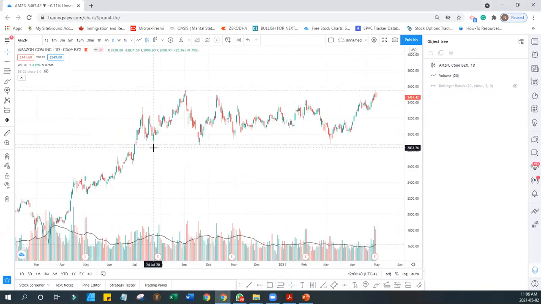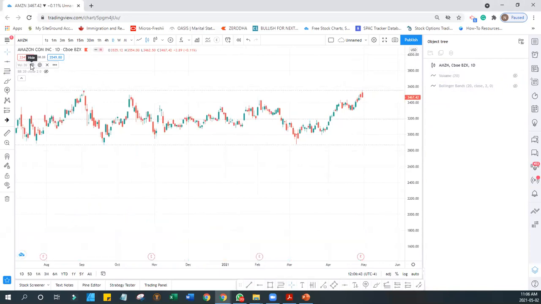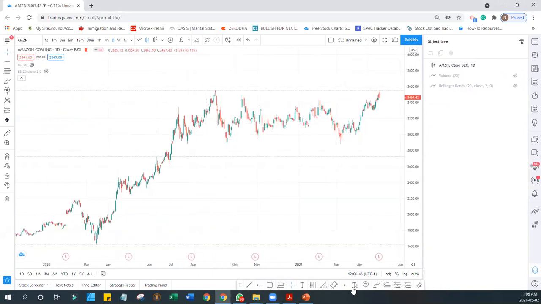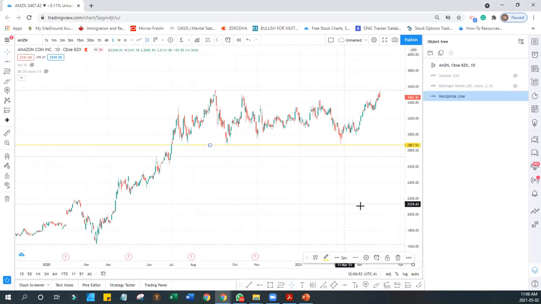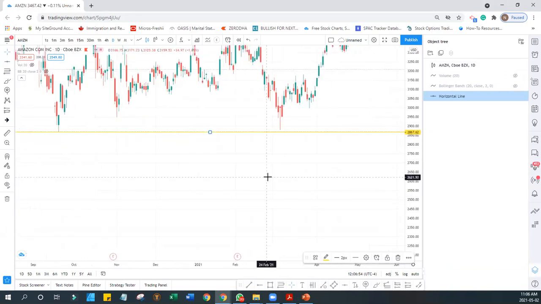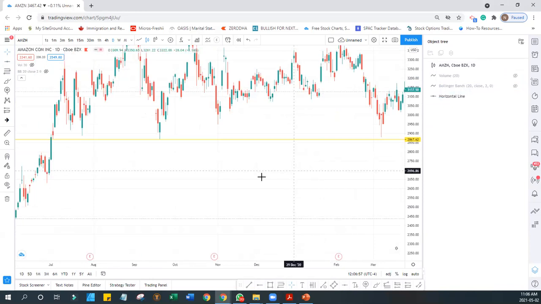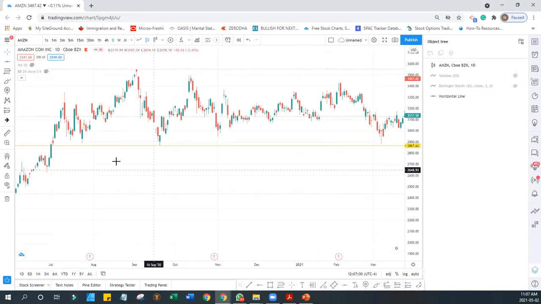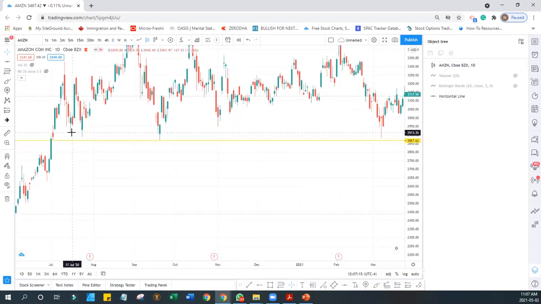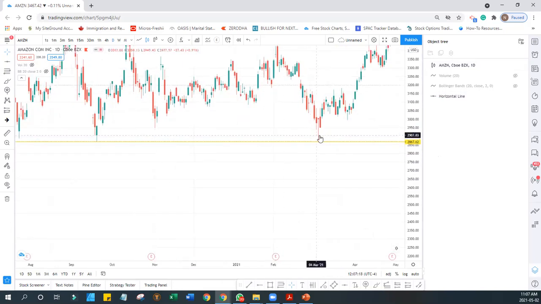Now, do you see there is a wick? I'm going to take this volume off because I don't need it. If I draw a horizontal line here, it means that whenever the price comes close to that area, because this is a big stock that can move like $100 in a day, you will see a long wick. That means the buyers are present. Here too, buyers are present. Does it make sense?